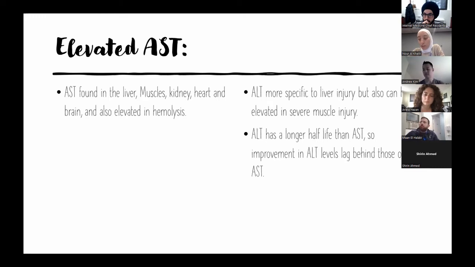This is a tip in general: the AST is usually the first to get cleared because it has a shorter half-life compared to ALT, and then the ALT, and then the ALK-Phos is the last to normalize because it has a longer half-life and gets cleared after ALT and AST, just in general for approaching patients with abnormal liver tests.